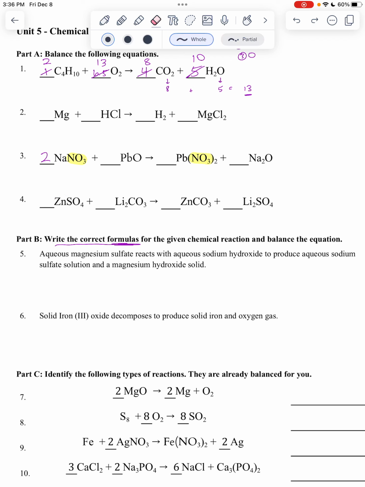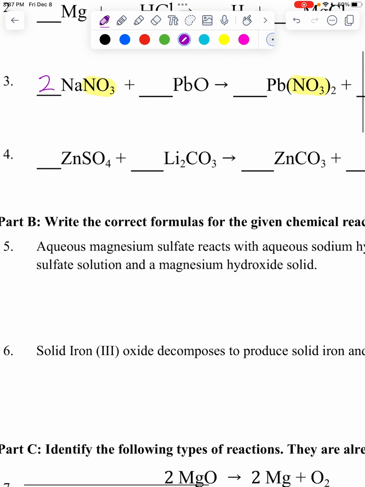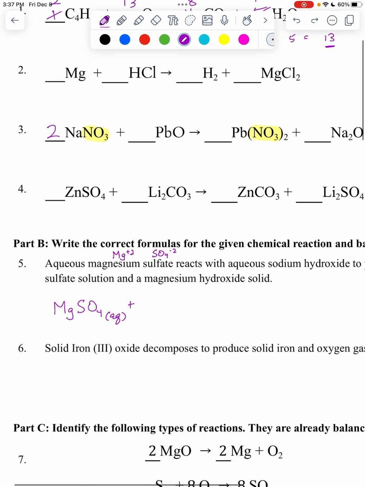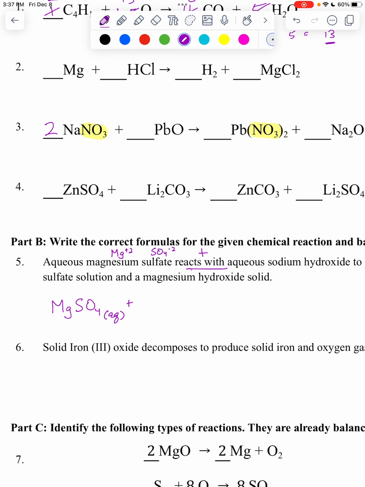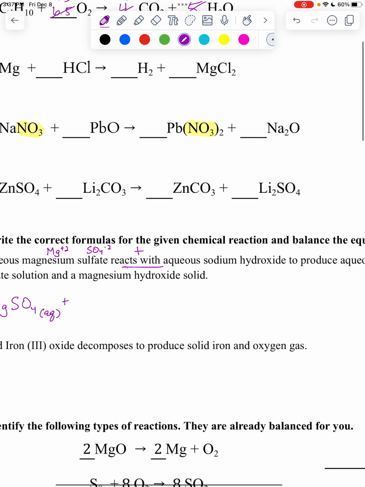All we have to do here is pay attention to the substances that we're given. In this case, we are told that this is aqueous, which is a solution, magnesium sulfate. So I look and find magnesium and its charge. Sulfate is a polyatomic and its charge. If I crisscross those charges, my first substance here is going to be MgSO4, and it's aqueous because it tells me that it's aqueous here. And it reacts with, anytime I see reacts with, that's where I put a plus sign, aqueous sodium hydroxide.